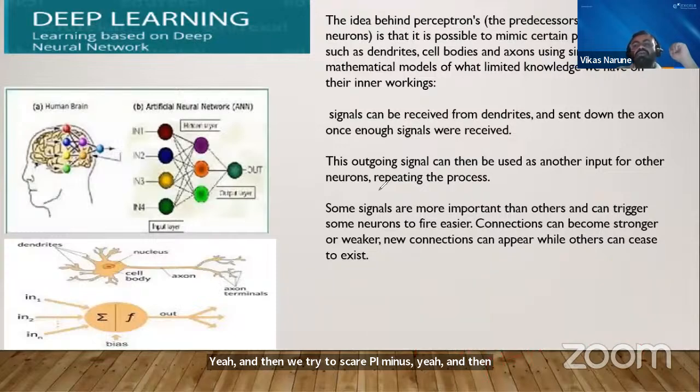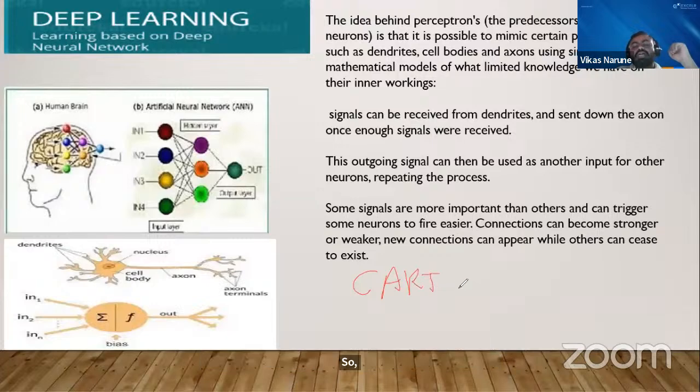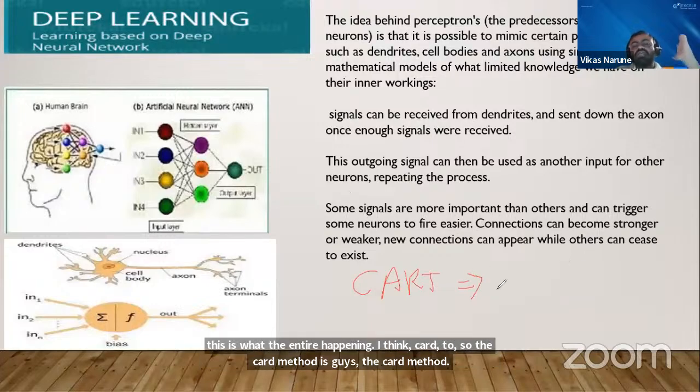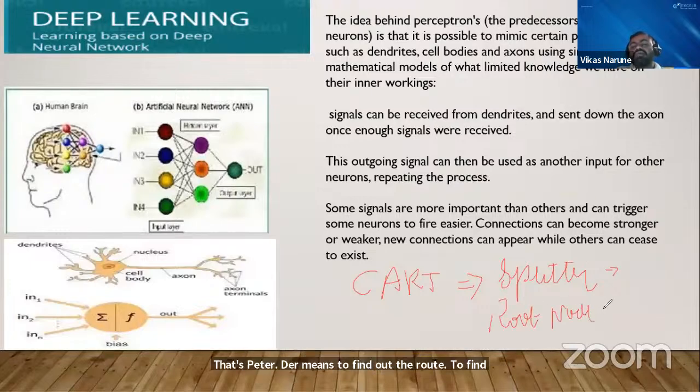I think the CART method. So the CART method, guys, is nothing but the same decision tree only, but in the CART method, the splitter, to find out the root node, is trying to use the Gini impurity.